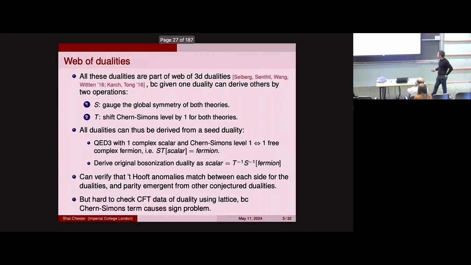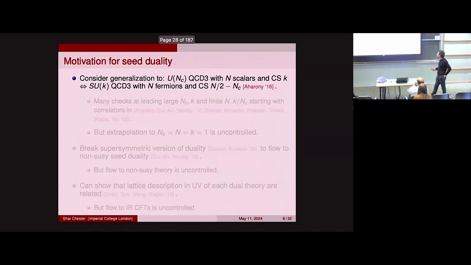So another way you can try to get evidence for this web of dualities is you can show that the 't Hooft anomalies match between each side of the duality. But the best evidence would be to actually compute scaling dimensions, i.e. critical exponents using a lattice simulation and compare them. And that has not been done, unlike particle vortex duality. So that's why I would say, even though these dualities are very interesting, I would say the evidence is probably still fairly weak at this point.